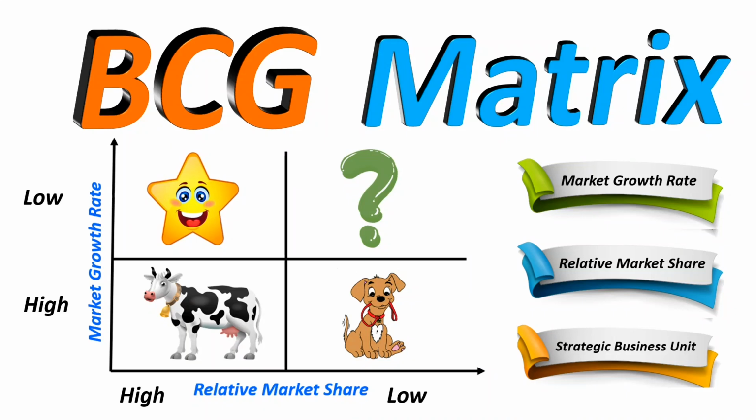The BCG matrix, also known as the Boston Consulting Group matrix, another name being the growth share matrix, is a planning tool that uses a graphical representation of the company's products and services in an effort to make the company decide what products and services they should keep, what they should sell, what they should invest more in, and what they should divest.